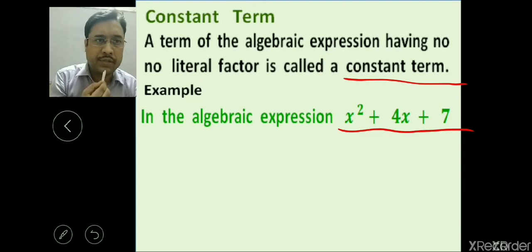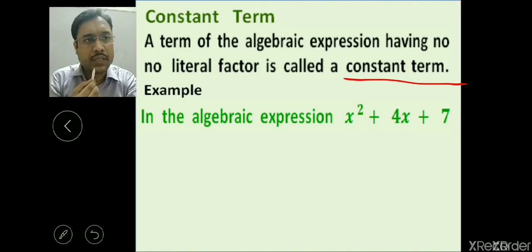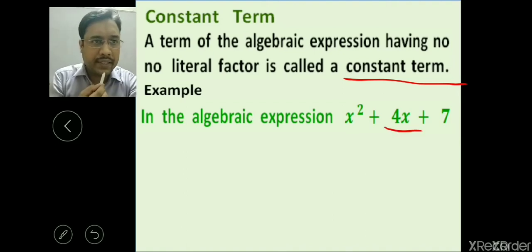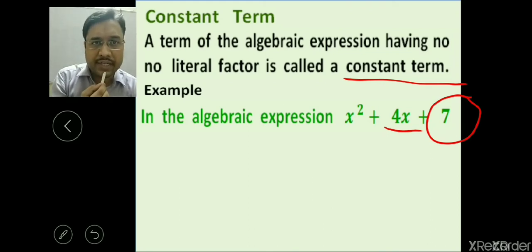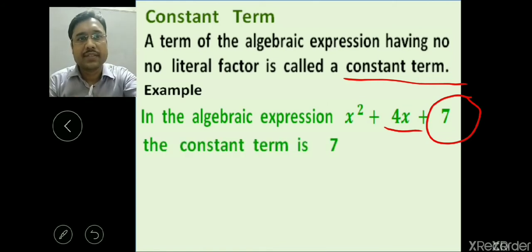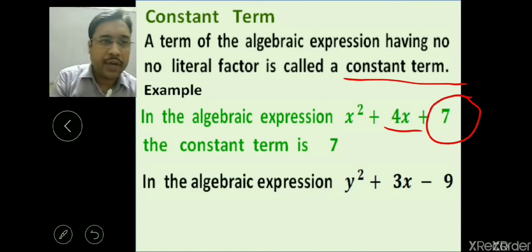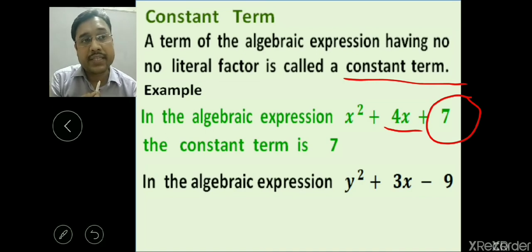In the first term also variable x is there, in the second term 4x, also here variable x, but in the last term 7, here no variable or no literal factor is there. So this term 7 is called the constant term. Okay, this is constant.